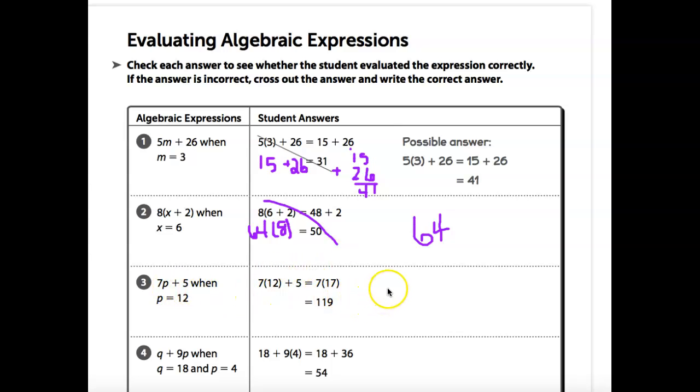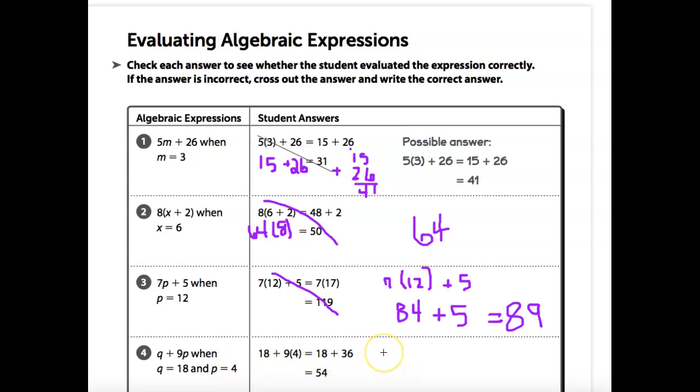7p plus 5 when p equals 12. So let's do this. 7 times p, which is 12, plus 5. Okay, we have to do this first: 7 times 12, which is 84, plus 5. If we add those up, we find that it is 89. All right, so they have evaluated some of these incorrectly. They added wrong. Okay, let's take a look at number 4.